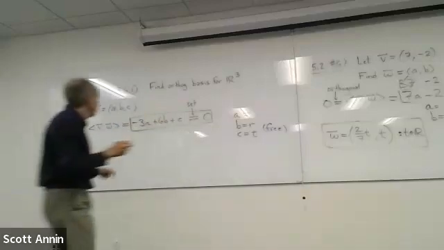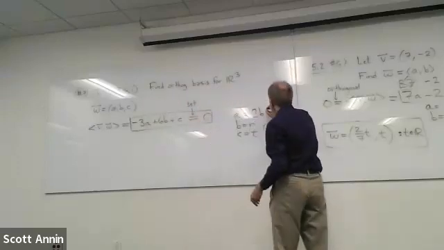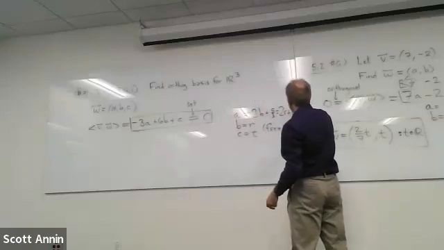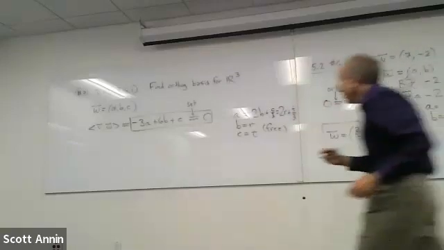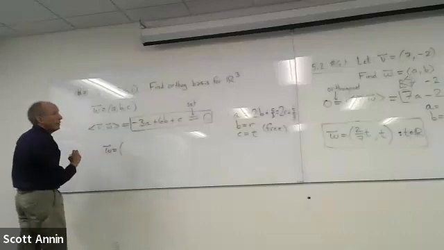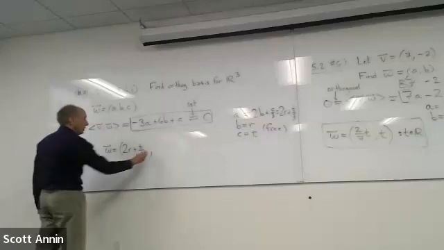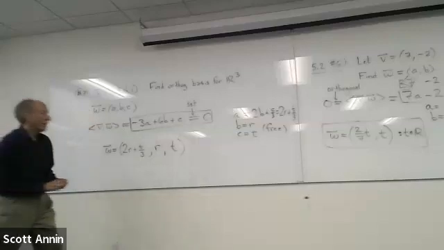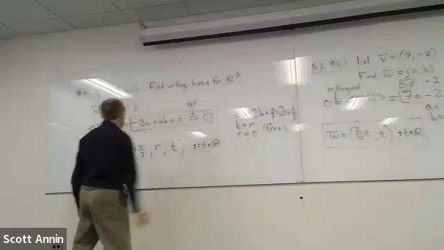I think if I move the 3a to the right side and then divide through by 3, it should be 2b plus c over 3, which becomes 2r plus t over 3. And so my w vector would become (2r plus t over 3, r, t), where r and t are real numbers.